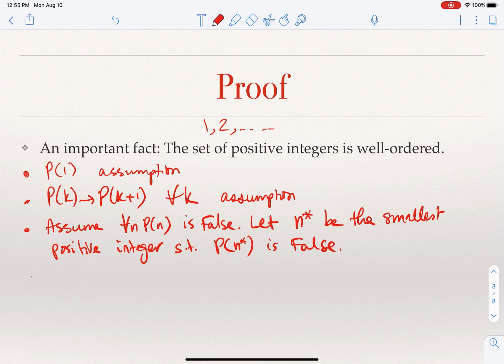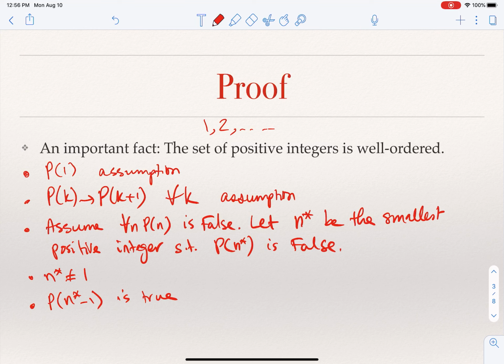Now, n star is for sure not equal to 1 because P of 1 is true. Now, since n star is the smallest positive integer for which P is false and it is not 1, then we also know that P of n star minus 1 is true. So if n star is the smallest value for which P of n star is false, then for the number before n star, P is true. Now n star cannot be 1 because again we assume P of 1 is true.